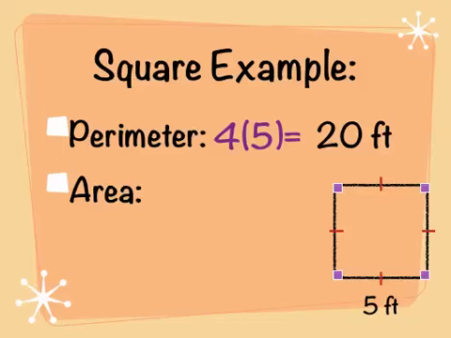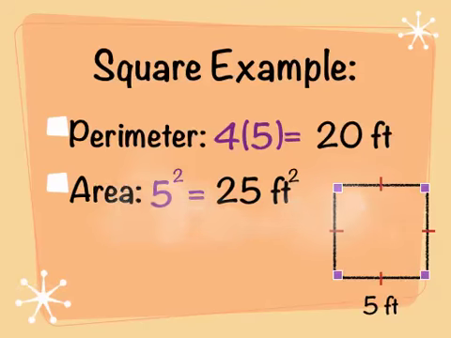The example for area, using the same square, we would do 5 squared. 5 times 5 is 25. And area, we do units squared. So in this case, it's 25 feet squared. Area is two-dimensional, and so it needs to be units squared.